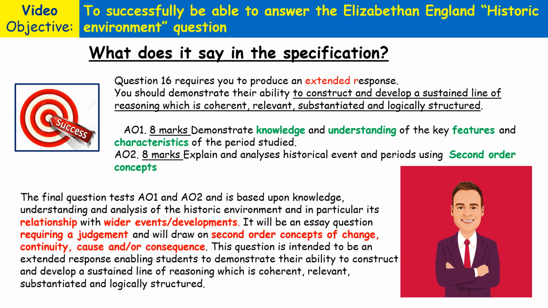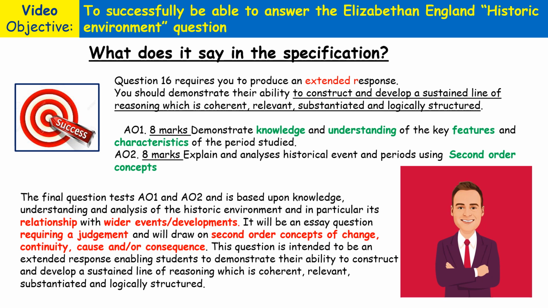Secondly, assessment objective 2 is also worth 8 marks, and for this you need to be able to explain and analyse an historic event using second order concepts. And very shortly in this video I'll explain to you what those second order concepts are, and also if you're not sure what they mean, I'll explain to you what they mean as well.